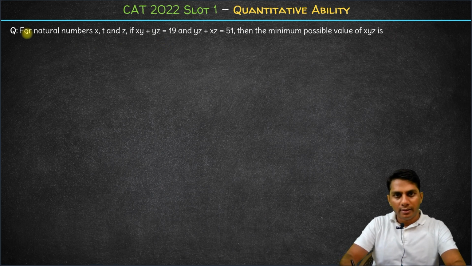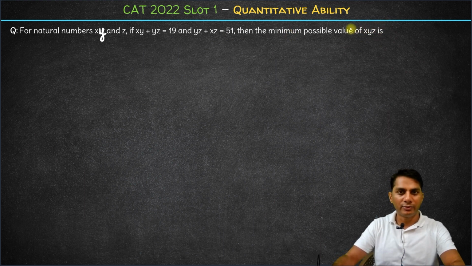Hi. For natural numbers x, y and z, if x into y plus y into z is 19 and y into z plus x into z is 51, then the minimum possible value of the product of these three numbers is what? Now x, y and z are natural numbers, very important. And if you notice, 19 is a prime number.